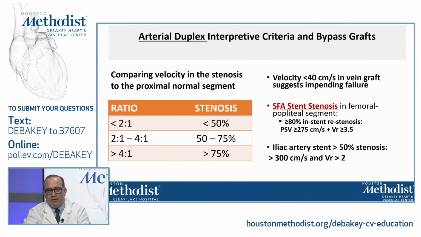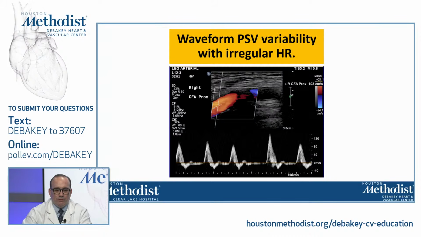Velocities less than 40 in a venous bypass graft suggest impending failure. You should know this. Intrastent stenosis within the SFA, the numbers change from the native vessel, and we look at more than 80% stenosis if there's a peak systolic velocity more than 275 with a ratio of 3.5 or greater. Iliac artery stent, different from the peripheral stent. It's more than 50% stenosis if the velocities are more than 300 and the ratio is more than 2.